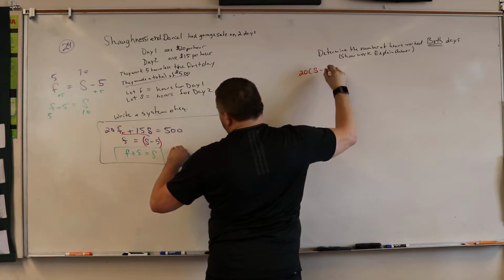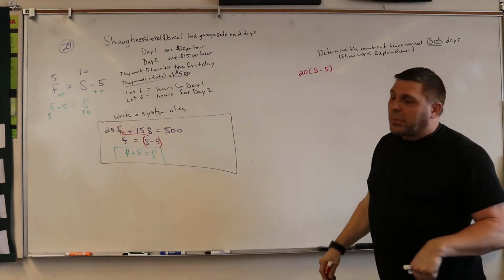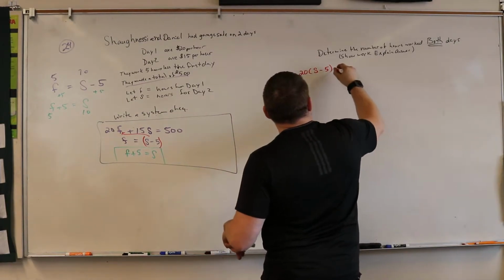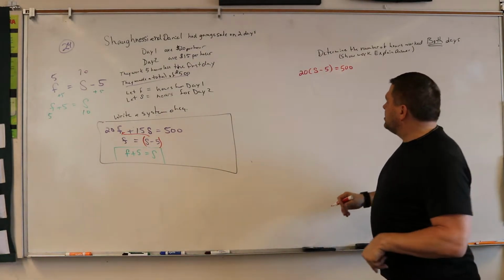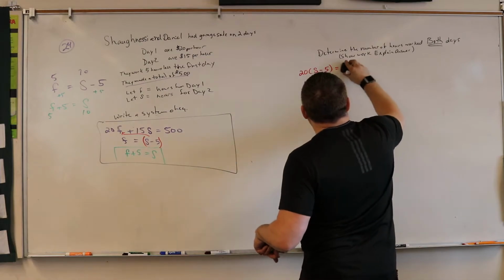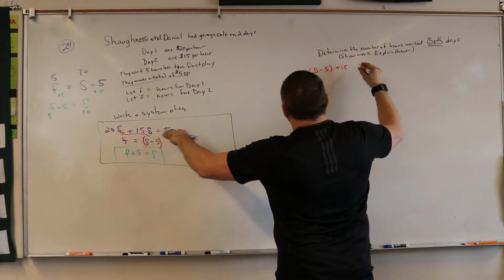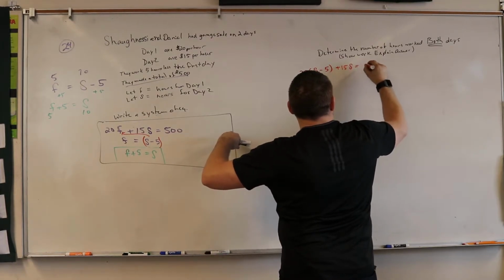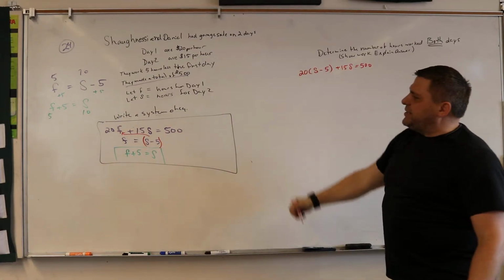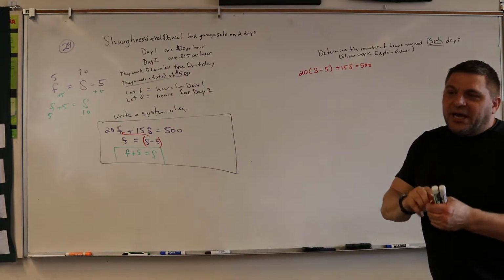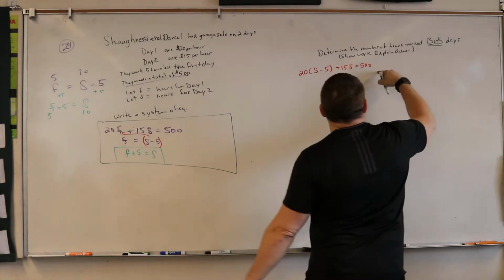S minus 5, right, is equal to 500. Whoops, not quite. Plus 15S is equal to 500. Okay? So that's one equation, right? But the other equation, okay, and that's why we're going to do kind of two.